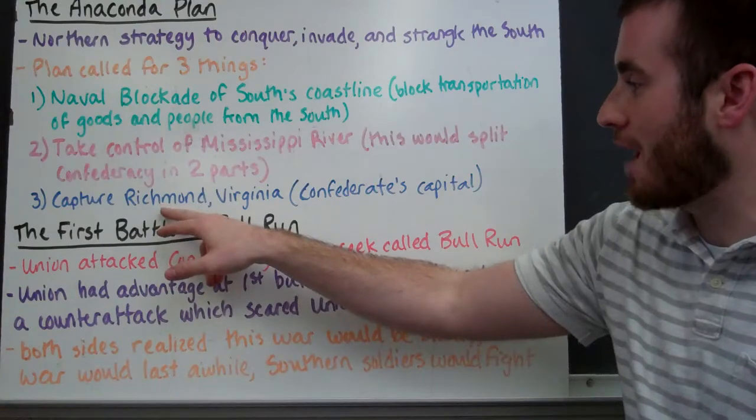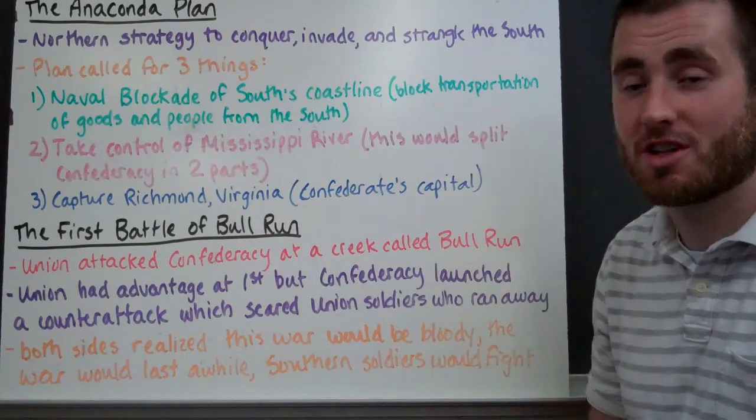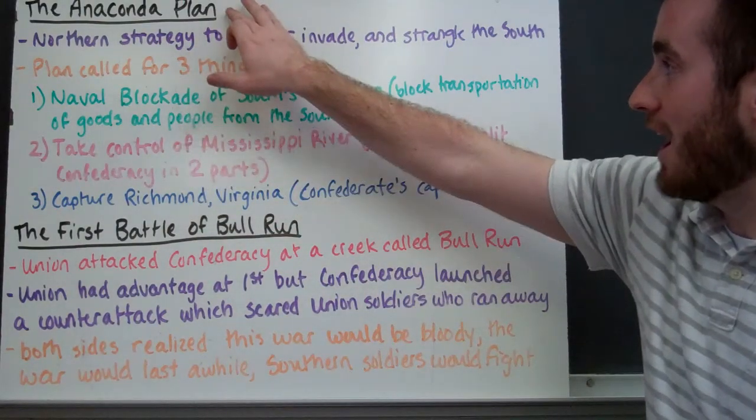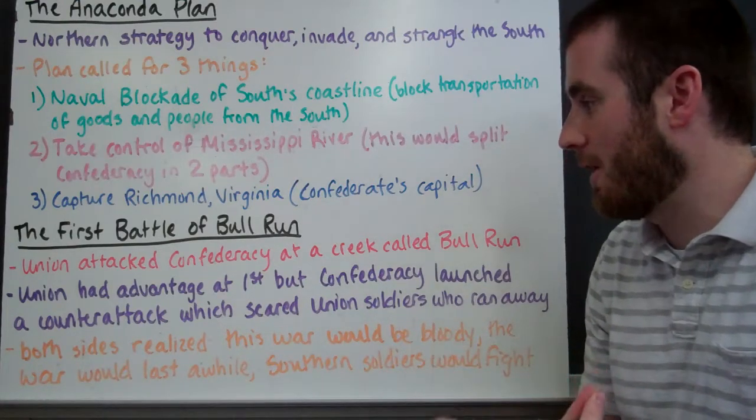And they also needed to capture Richmond. This is what took the longest. And this was, like I said earlier, the Confederates' capital. So those 3 things made up the Anaconda Plan. It was a way for the North to constrict or strangle the South into defeat.